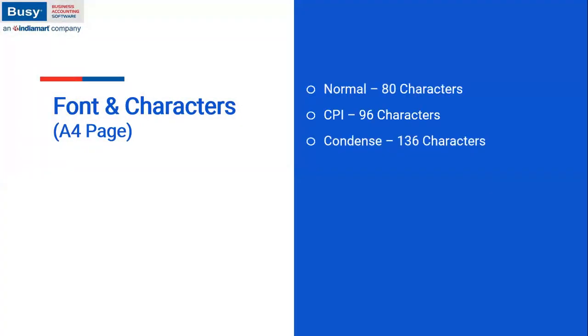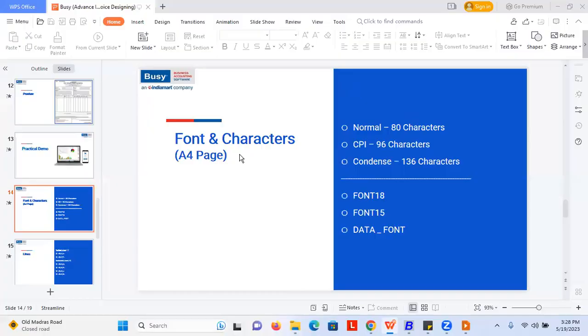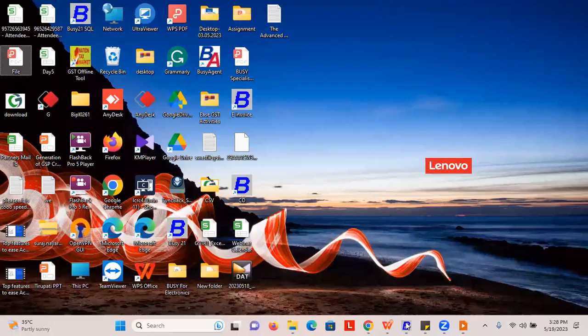So here we have the different types of fonts in Busy documents design. Normal font should print 80 characters in a single line. And CPI font will print 96 characters in a single line. As well as condensed font, it will print 136 characters in a single line. So let me show you how it is printed in Busy.